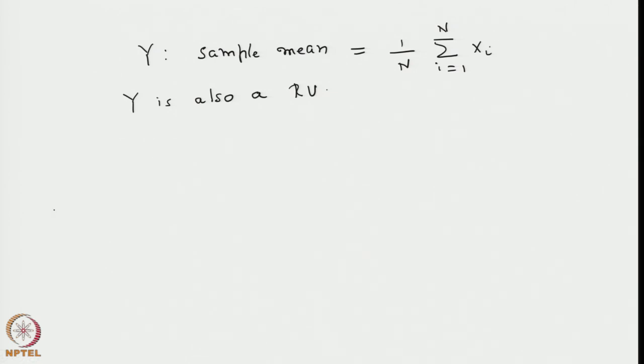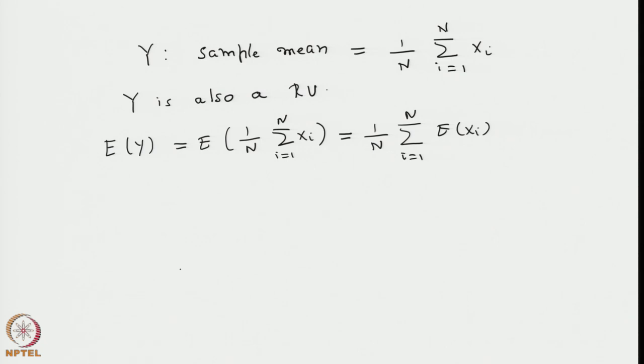Let us evaluate the parameters of Y. If it is a random variable, it must also have a distribution. We do not know it, but it must have a mean and a variance. So what is the expectation of Y? E of Y will be equal to E of 1 by n sigma xi, i equal to 1 to n. And the sum and the expectation will commute. So it will be 1 by n sigma i equal to 1 to n E of xi. And E of xi by definition is mu. Hence this becomes 1 by n, mu summed n times, which is n mu by n, equal to mu.